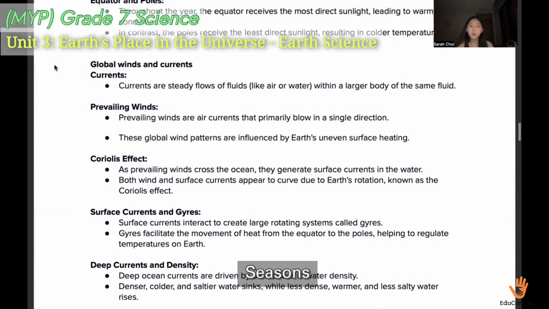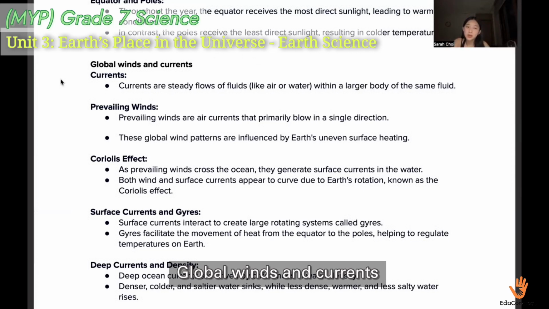So moving on to global winds and currents. Currents are steady flows of fluids, such as air or water, within a larger body of the same fluid. Prevailing winds are air currents that primarily blow in a single direction. And these global wind patterns are influenced by Earth's uneven surface heating.